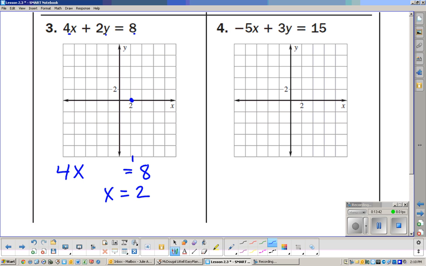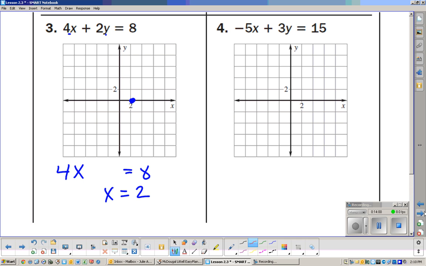Remember, if x equals 2, the line goes through the x-axis, and there's the graph. Oh, what am I doing? This isn't a vertical line. So sorry. Okay, all we got is one of them. X equals 2. Back up. X equals 2. Okay, we got to get the y-intercept.